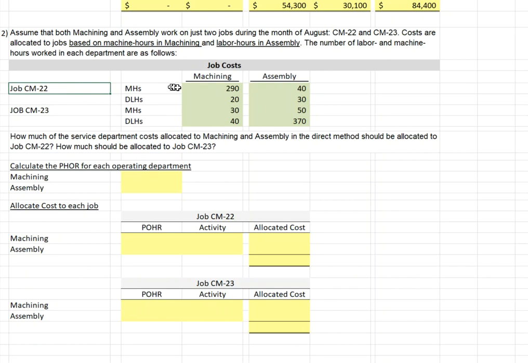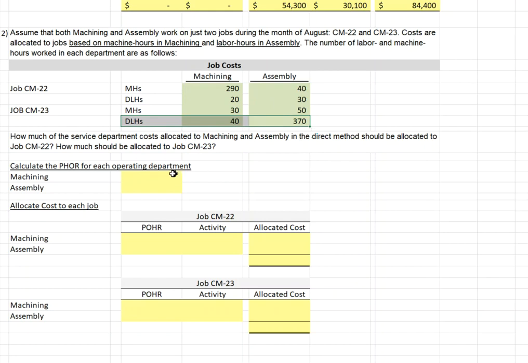For job CM22, we had 290 machine hours in the machining department and 20 direct labor hours. Job CM22 had 40 hours of machining and assembly and 30 direct labor hours in assembly. We're given the information for job CM23, which was 30 machine hours and 40 direct labor hours in the machining department and 50 hours of machining and assembly and 370 hours of direct labor in assembly. So notice job 22 required quite a bit of machine hour time, and job CM23 required quite a bit of direct labor hour time in the assembly department.